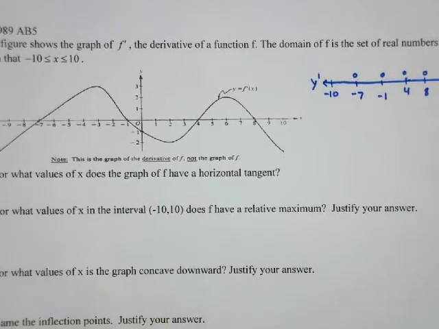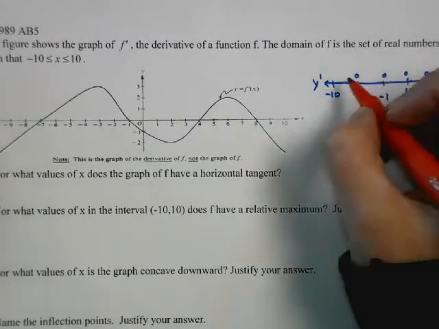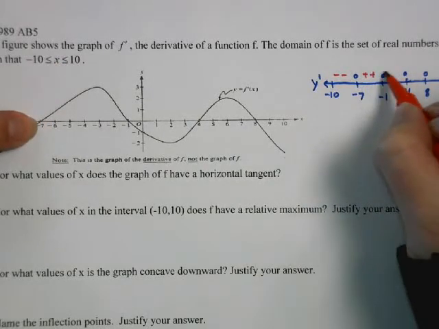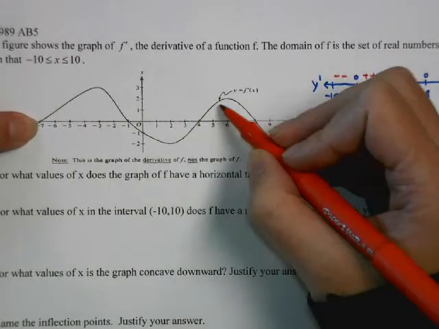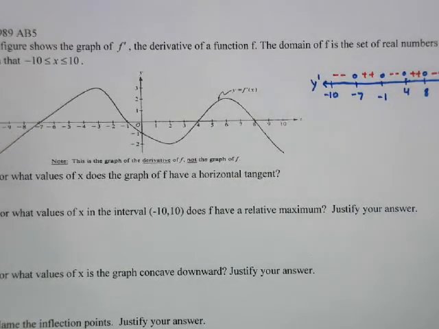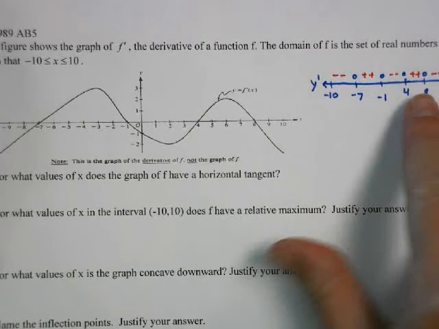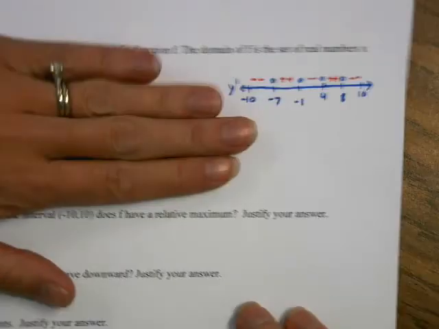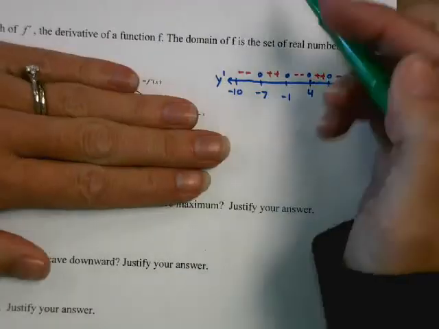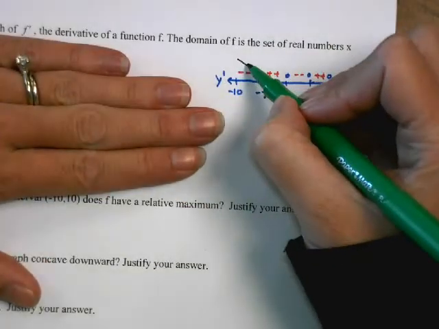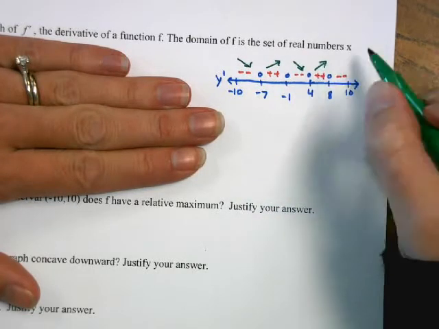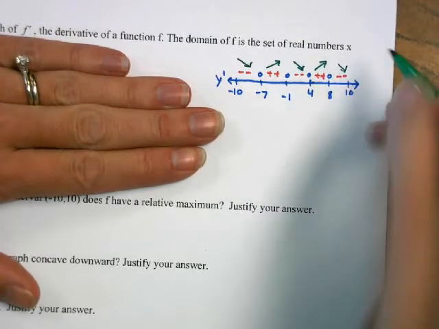Then the derivative is below the x-axis, which means it's negative, positive, negative, positive, then negative. So that's the information this graph is telling me. Now, ignoring the graph, this means my original graph is decreasing, then increasing, then decreasing, then increasing, then decreasing.